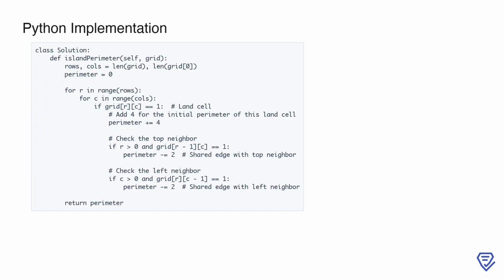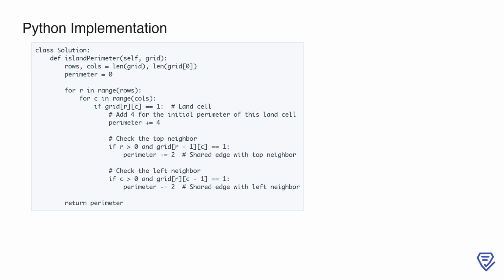The function takes a 2D grid as input, where 1 represents land and 0 represents water. First, it initializes the grid dimensions, rows and cols, and a perimeter variable to store the calculated perimeter. Next, it iterates through each cell in the grid using nested loops. If a cell contains land, value 1, it initially adds 4 to the perimeter, assuming it is completely surrounded by water. The function then checks for adjacent land cells.